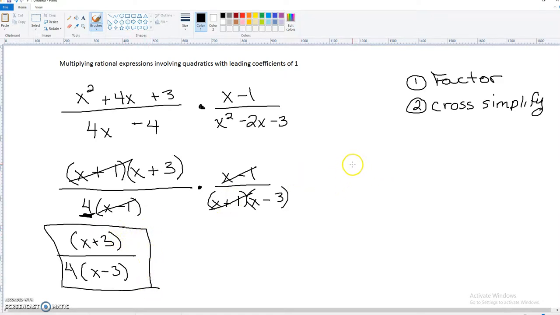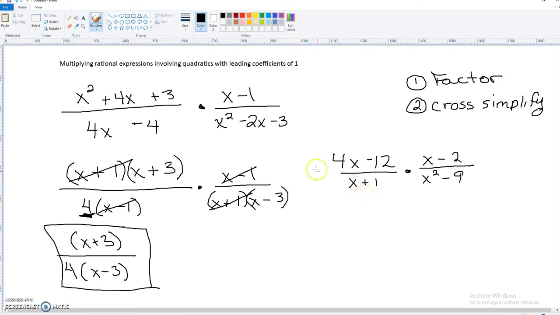Let's go ahead and do one more. So we've got 4x minus 12 over x plus 1. And then x minus 2 over x squared minus 9.